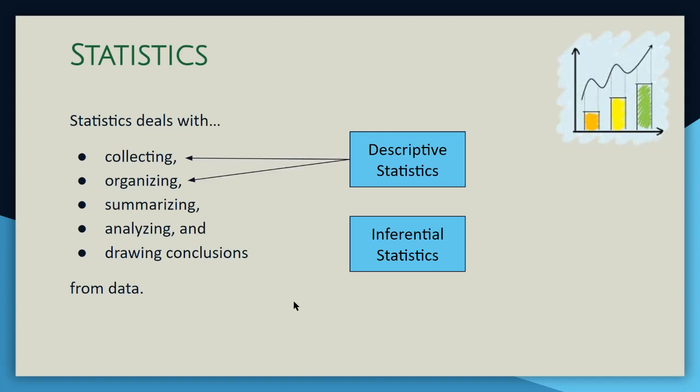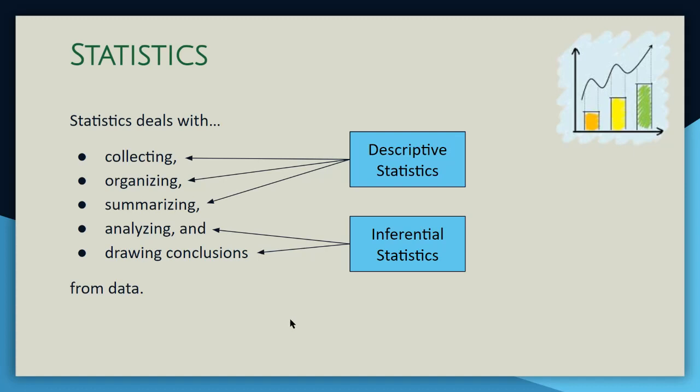The first 3 skills, collecting, organizing, and summarizing, belong to descriptive statistics. We're not making predictions with our data or extending it beyond what we have in front of us. We're just collecting data and then organizing it in a way that is more understandable for others. Inferential statistics is the analysis and the inference, or the drawing conclusions.